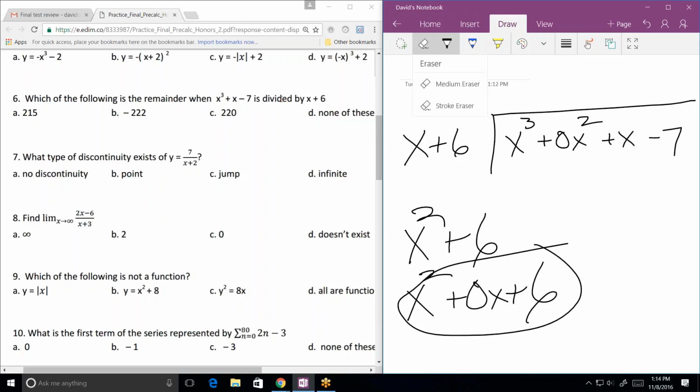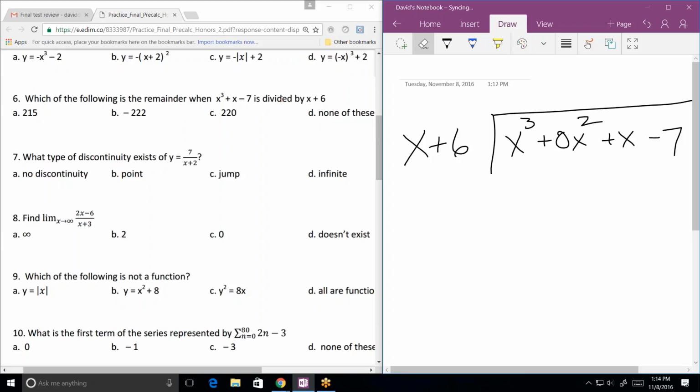So whenever you're missing a degree, you have to put in what's called a ghost variable. That 0x squared that I put in is a ghost variable. Now I have an x cubed, an x squared, an x, and a constant, and I can do the division. What's the first step in this division? The first step is finding how many times x plus 6 goes into the x cubed. Not really. The first step is to divide that into that. Very simple.